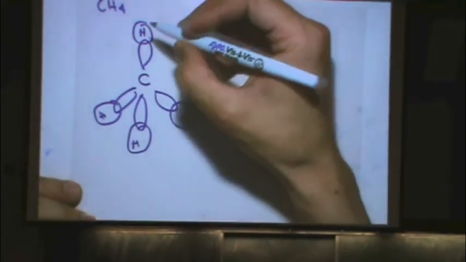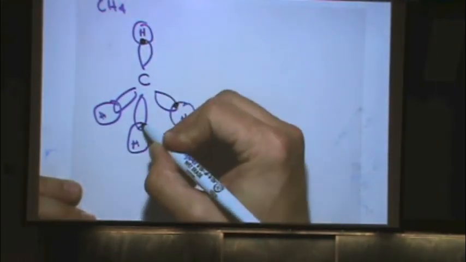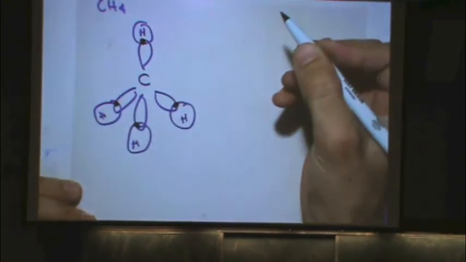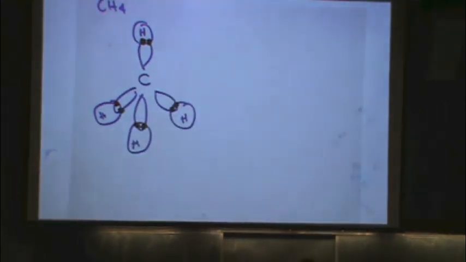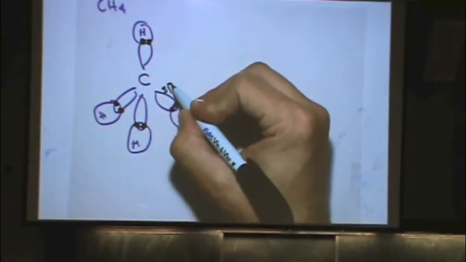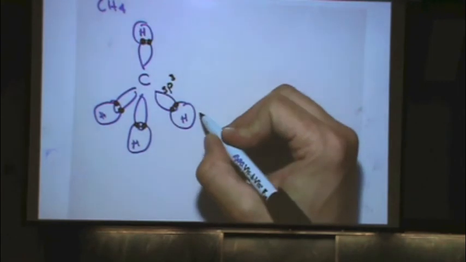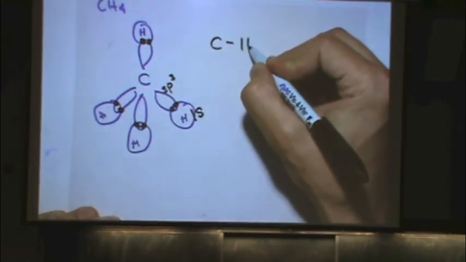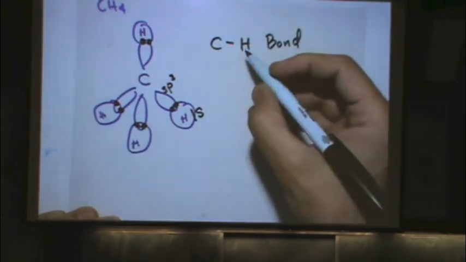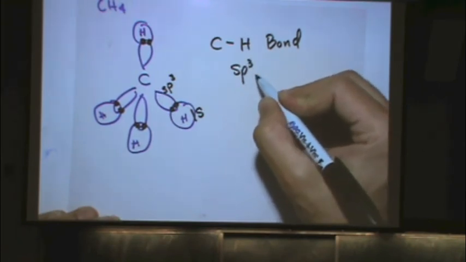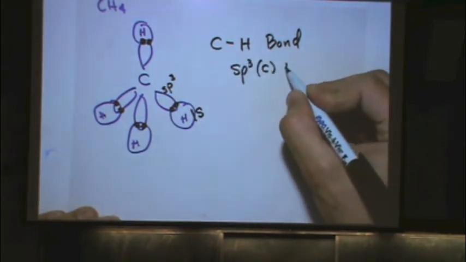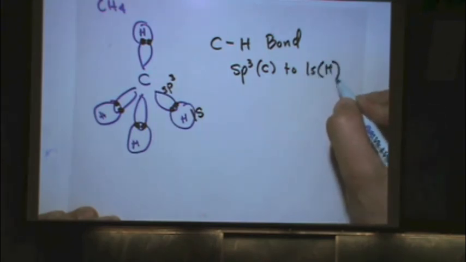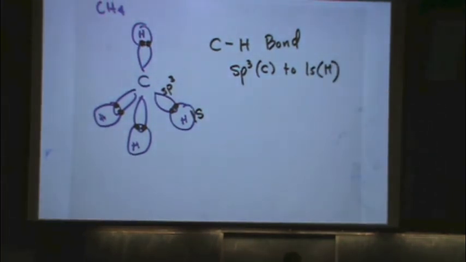Each sp3 hybridized orbital will bring 1 electron, and each hydrogen will bring the second electron. And that's how the bond forms. There's 2 electrons, so there's the bond. These are sp3 hybridized orbitals, and this is an s orbital, specifically a 1s. So in this bond, the CH bond, you should know that it's between the sp3 hybridized orbital of a carbon to that 1s orbital of a hydrogen. That's what the bond would be.